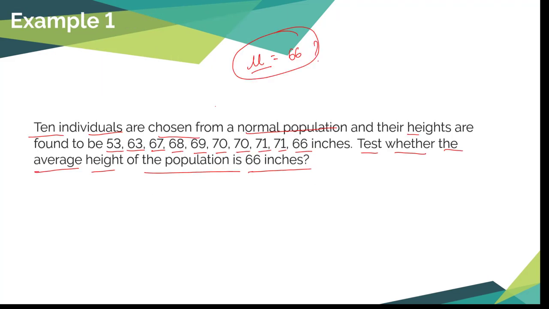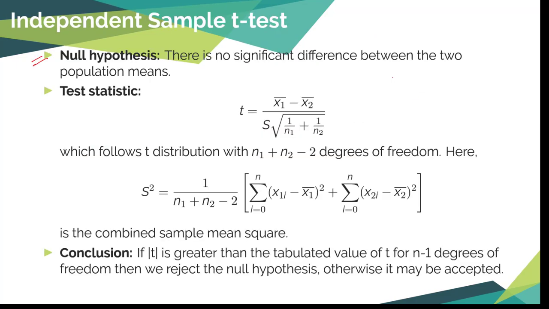Let's say in the previous example, these 10 values are related to a male sample, and we have another sample for female. So we can find out whether the average of male and average of female are significantly different or not. If you are interested in such kind of conclusions, then we use independent sample t-test, right? We assume that the two population means are not significantly different, that they are similar.